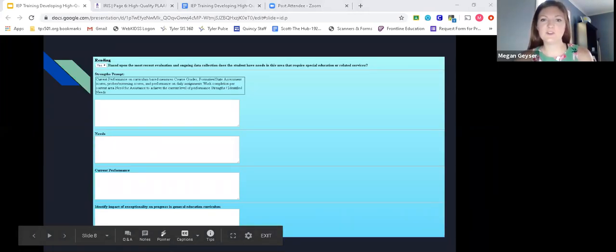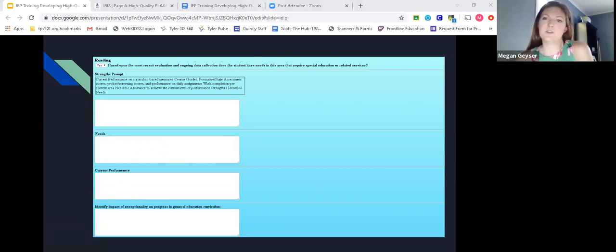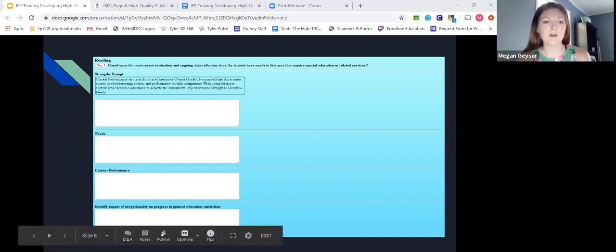All right, so let's jump back into our PLAAF. And what does a PLAAF look like for Topeka 501 IEP? Well, as you guys know, when you mark yes on the content area, you're stating that based on the most recent evaluation and ongoing data collection, the student does have a need in this content area that requires special education services or related services. So then once you click yes there, you have some boxes that pop up.